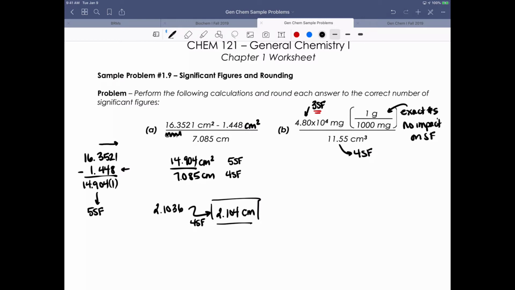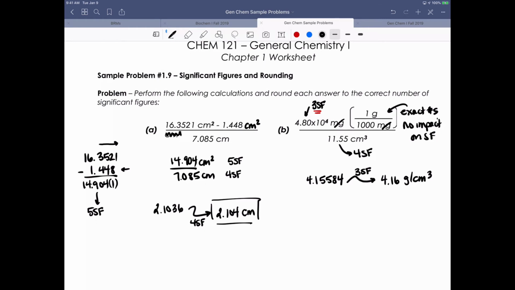So looking at what our units are going to be that we end up with, right? We've got milligrams here in the numerator. We've got milligrams in the denominator here. So we're going to be left with units of gram per cubic centimeter. Go through and do the math for this. 4.15584, rounding to 3 significant figures, gives me 4.16 grams per cubic centimeter.